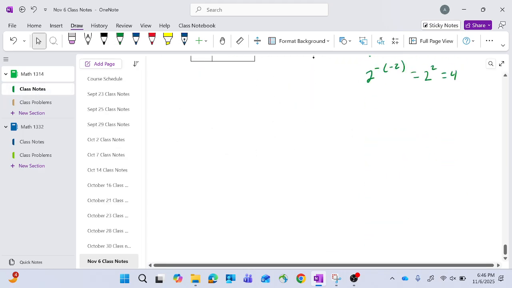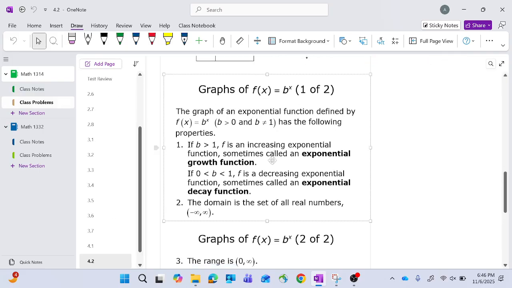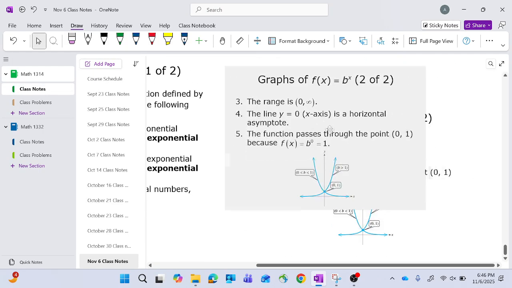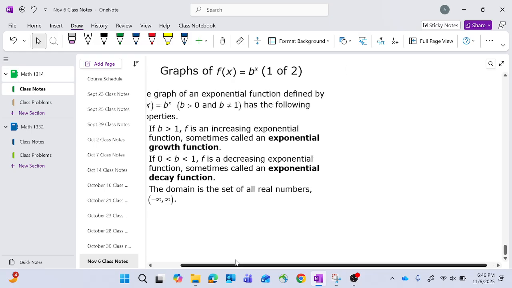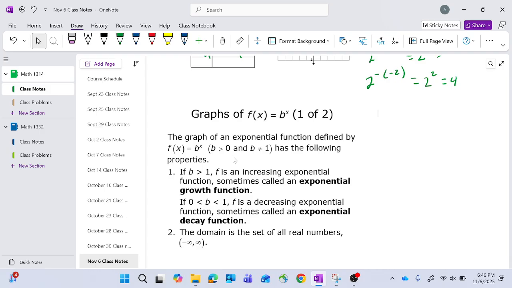So here's the official textbook definition of this stuff, and I'm just going to tell you what they kind of mean in my own words. So essentially, the base of the exponential function can either be a number bigger than 1 or a number less than 1. It cannot be 1 or negative. That's just the rule. It can't be 1, negative, or 0. Okay?